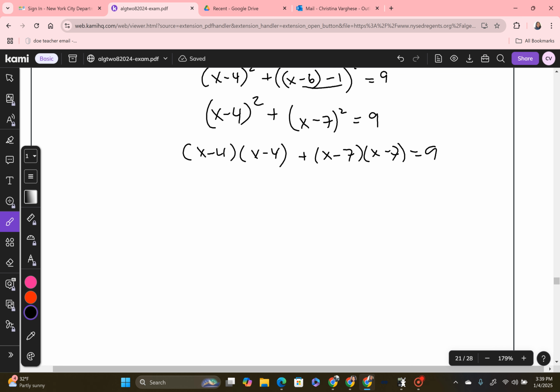So we're going to, you see how much space they gave us? We're going to get x squared minus 8x plus 16. When you FOIL that out, you're going to get x squared minus 14x plus 49. When you FOIL that out, is equal to 9. Cool. X squared and the x squared gives us 2x squared. Negative 8x and negative 14 gives us what? Negative 22x. Is that right? I hope. 16 and 49. And you add that. What are you going to get? I have no idea. Let's see.